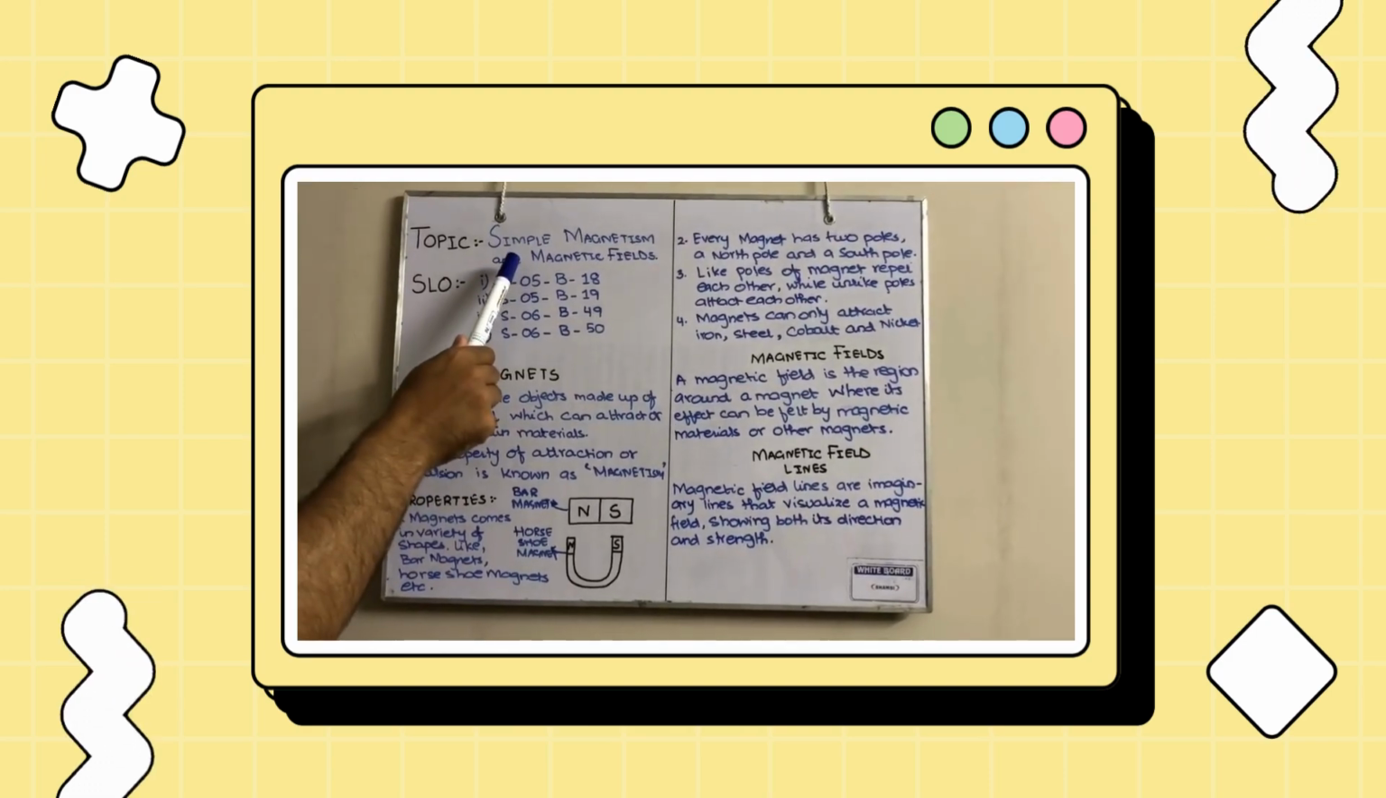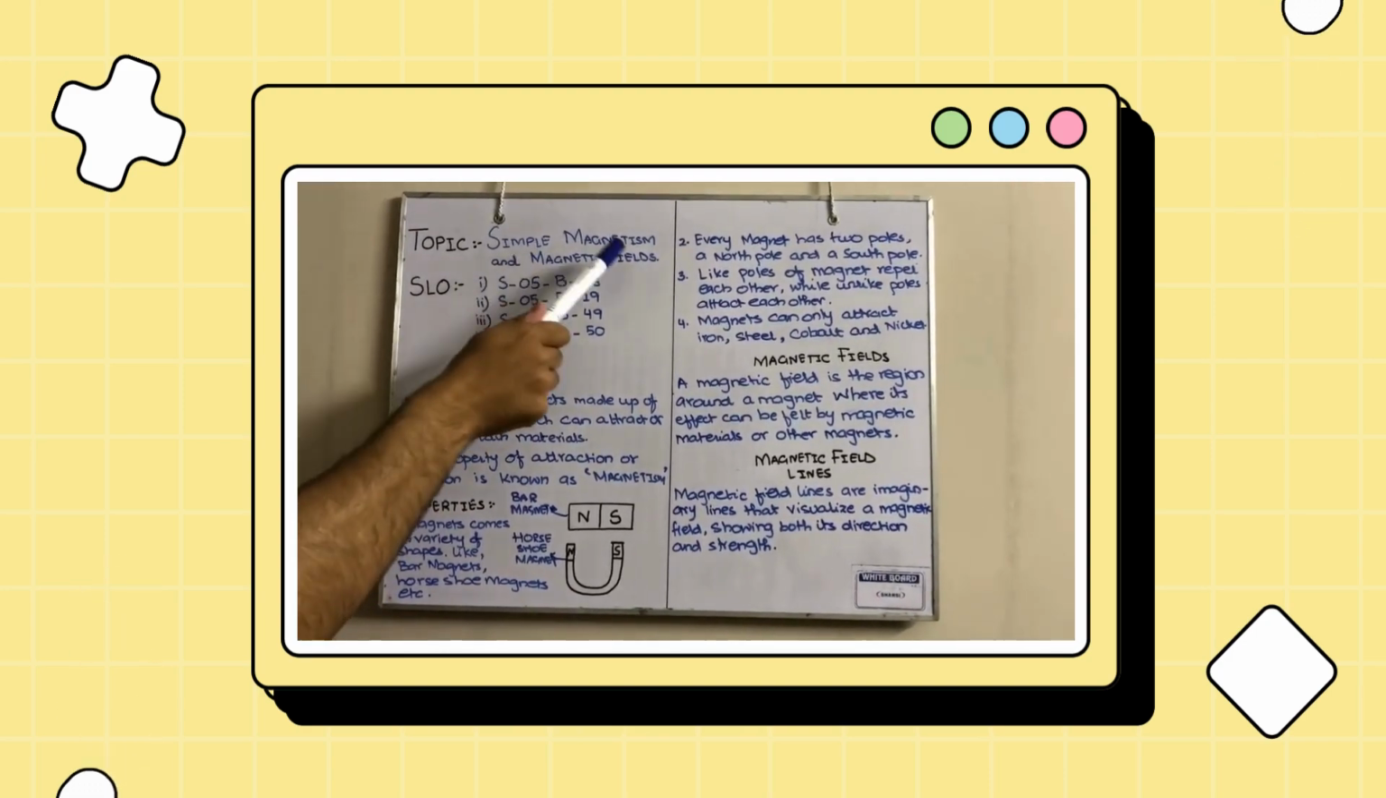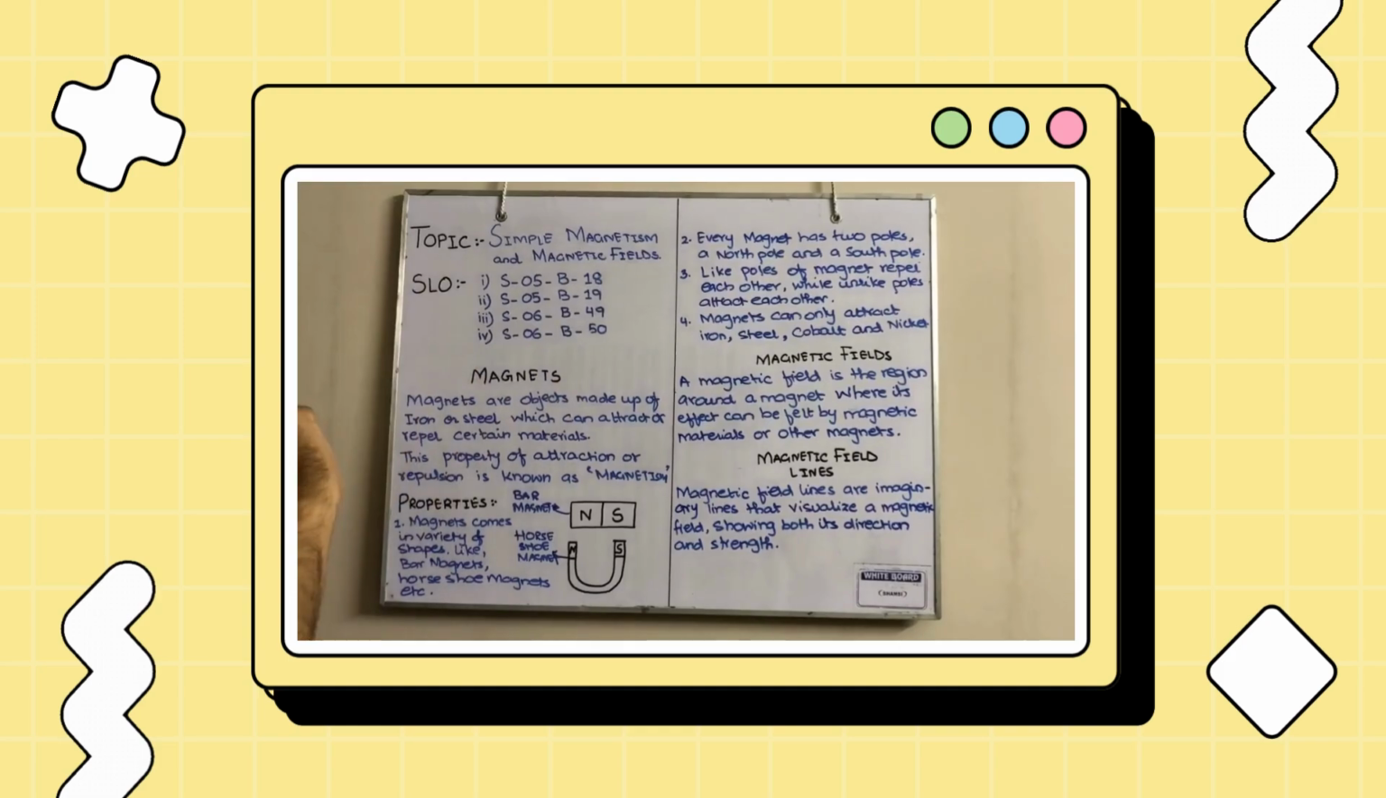Today we will learn something that looks like this. Pause your video for a moment. Can you identify what this is? Yes, you are right. It is a magnet. But what is a magnet? So the topic of today's video is simple magnetism and magnetic field.